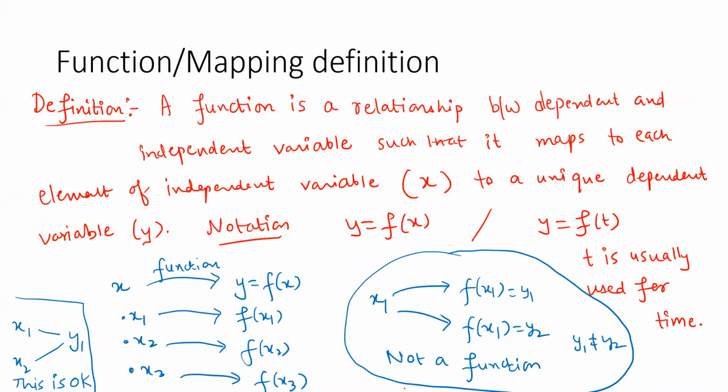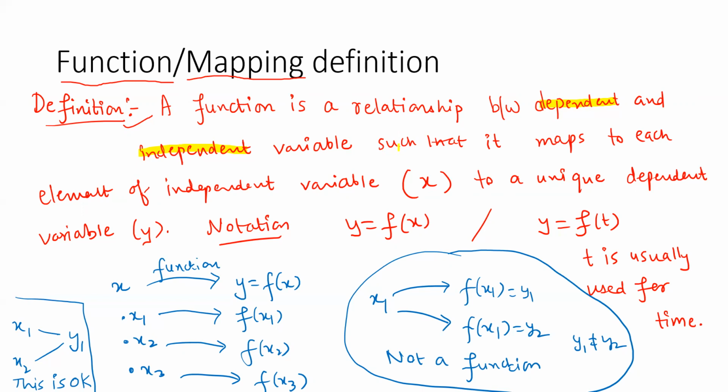It is also known as a mapping. So in many books, many authors will use the word function and mapping interchangeably. So let's look at the definition. A function is a relationship between dependent and independent variables, right? So now you know the meaning of dependent variable and independent variable. So there's a mathematical relationship between dependent and independent variable. So that is going to be known as a function.